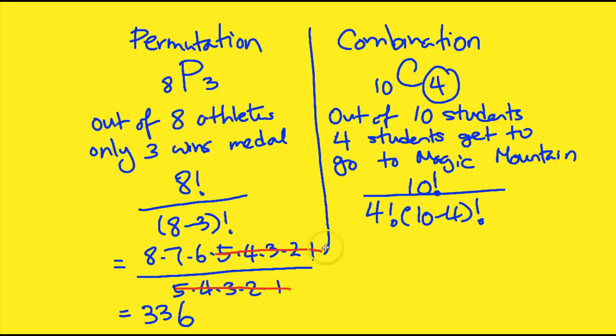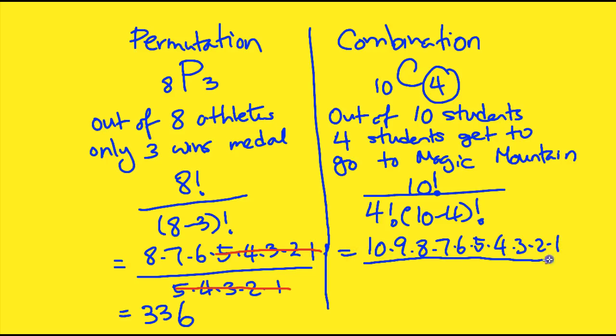So if we were to work this out, it's 10, 9, 8, 7, 6, 5, 4, 3, 2, 1. And don't forget, we're multiplying everything. And now, of course, here's 4 factorial, so you go 4, 3, 2, 1 times. And then 10 minus 4 is 6, so it's 6, 5, 4, 3, 2, 1. And, of course, we're going to cancel or simplify all of these.